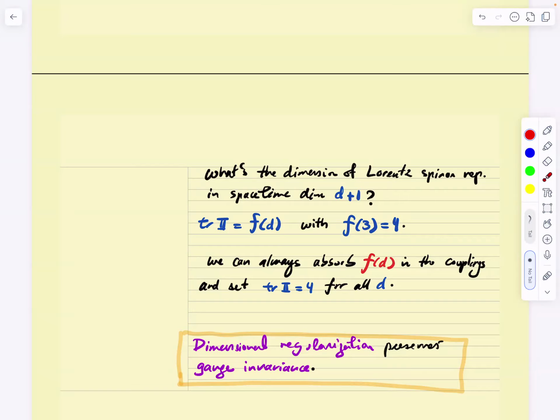The dim reg would involve first Wick rotation, then replacing the dimensionality of the integral from 4 to some arbitrary dimension D, introducing a scale to compensate for that, and then renormalizing the theory. Good. Now, why am I doing dim reg and not a sharp momentum cutoff? Any guesses?